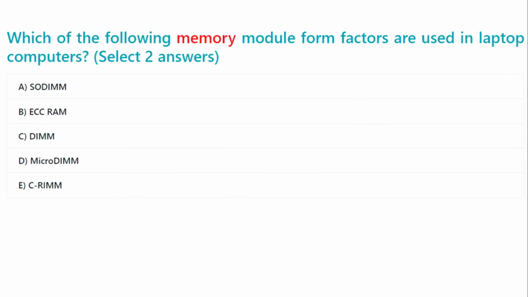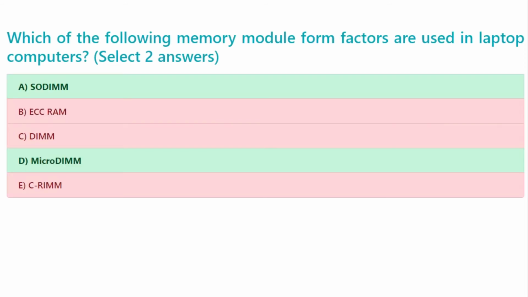Which of the following memory module form factors are used in laptop computers? Select two answers. A. SODIMM. B. ECC RAM. C. DIMM. D. MicroDIMM. E. CRIM. The correct answers are A. SODIMM. D. MicroDIMM.